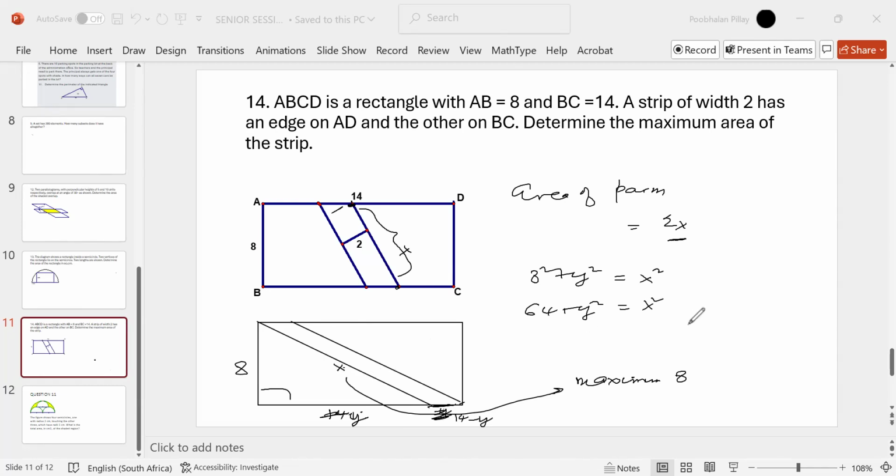Now, the area that we're looking for is 2x. You see, the area of this parallelogram can be obtained in 2 ways. Here's a very, very important fact. What is the area of the parallelogram? The area is, if I'm calling this thing 14 minus y, the height is 8, you see. So 14 minus y times 8 is the area of this parallelogram.